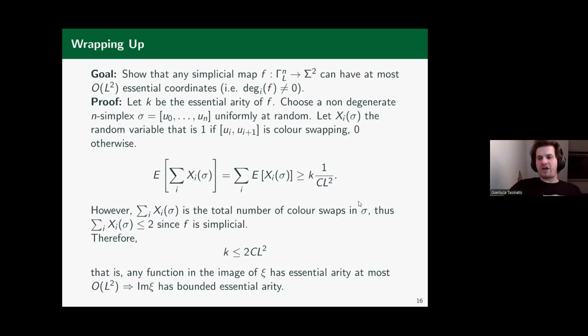So if you pick a polymorphism from the odd cycle into K4, we obtain a simplicial map from the torus gamma n L into sigma 2, and therefore this has essentiality at most L squared up to constants. Therefore, the image through this minion homomorphism has bounded essentiality, and therefore the original problem was NP-hard. So this concludes our proof.